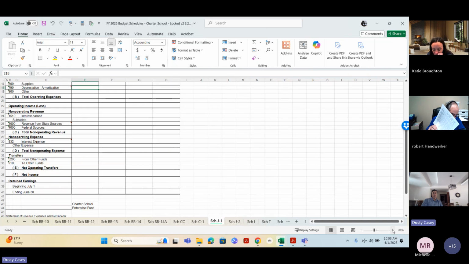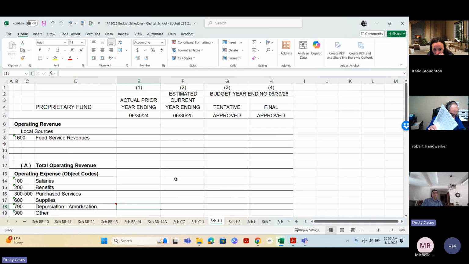Okay, I'm going to go to schedule J1. Not a lot left to go through out of this budget. We've covered the meat of it so far.